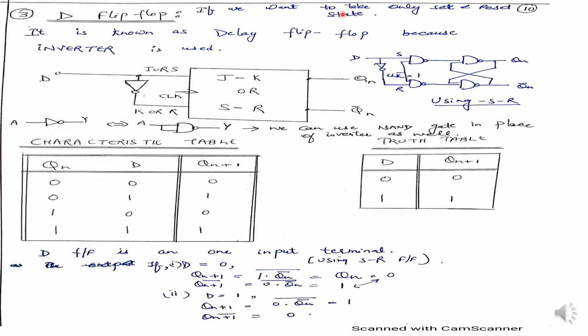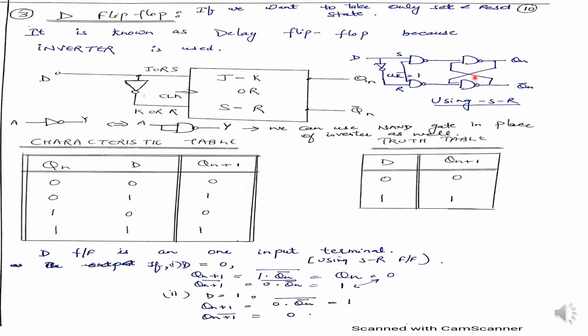So if we just need the set and the reset state of the SR flip-flop, then we will use the D flip-flop. Is it clear to you? That means we don't require to use all the states of the SR flip-flop. We just need the set and the reset state of the SR flip-flop. So there is no need to use the whole SR flip-flop. We will just use the D flip-flop. Now, what is the D flip-flop?